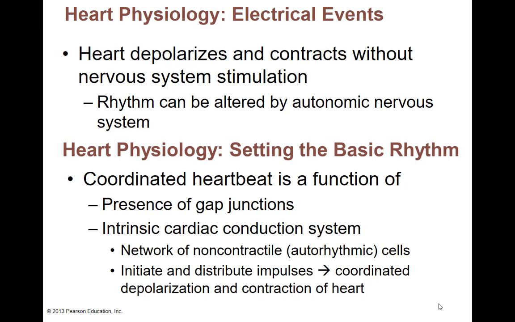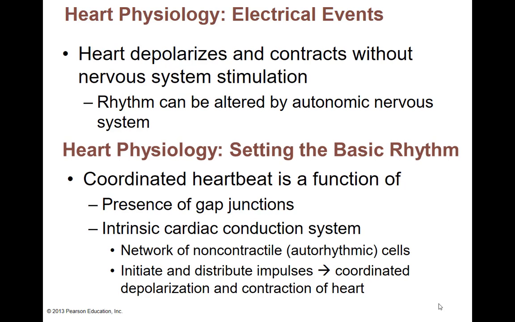You have no control over it whatsoever. Autonomic sounds like automatic. So your autonomic nervous system can change your rhythm. It can make your heart beat a little faster if you need it, or it can slow it down when you're resting. It has a basic rhythm for how many times your heart beats.